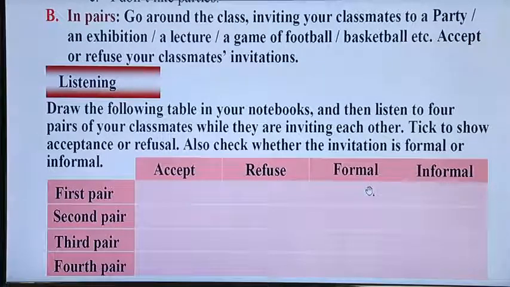In formal invitations we mostly use could and would, and in informal ways we can use can, do.